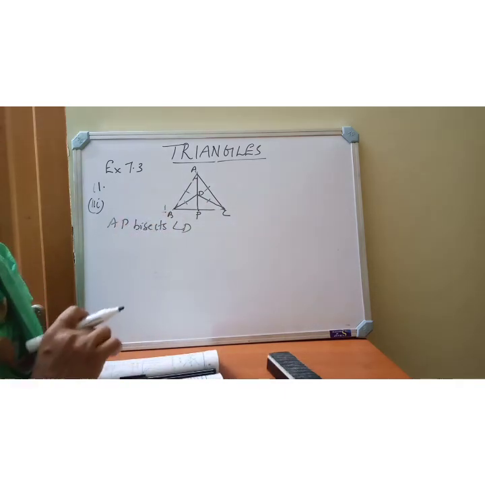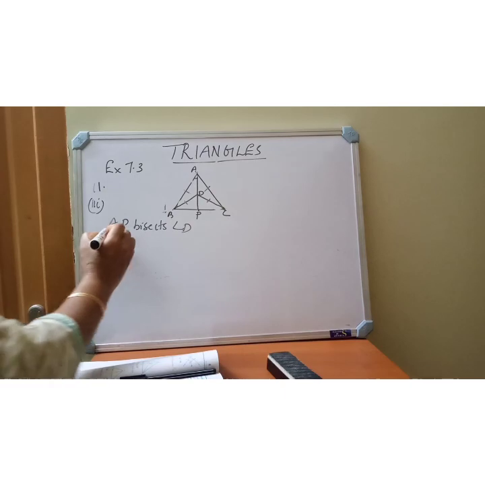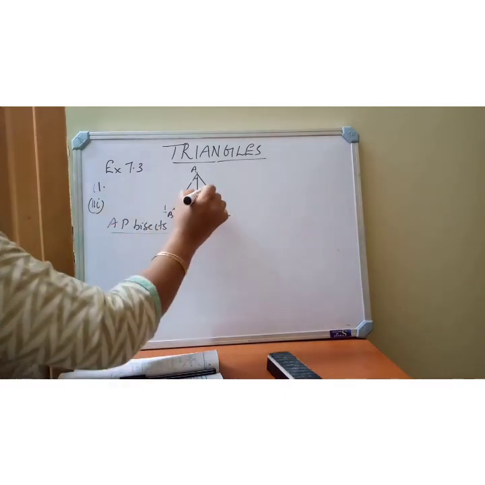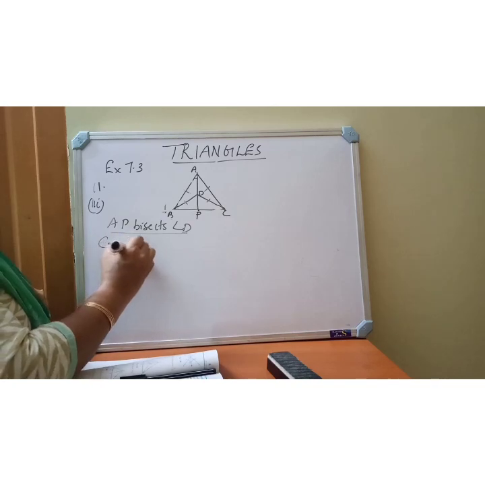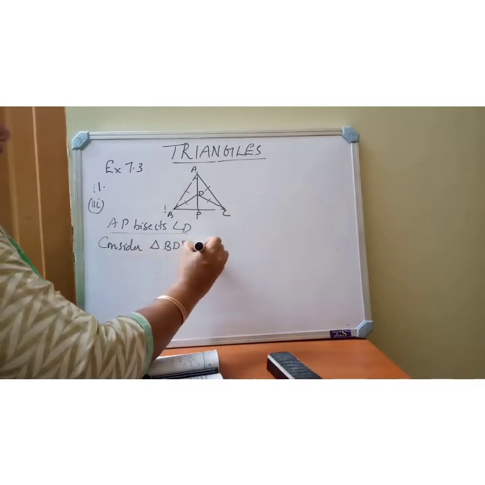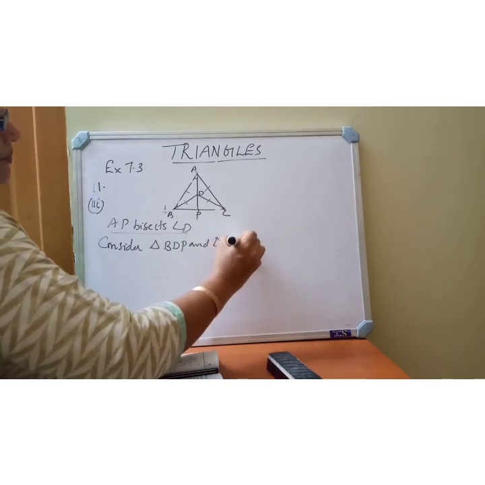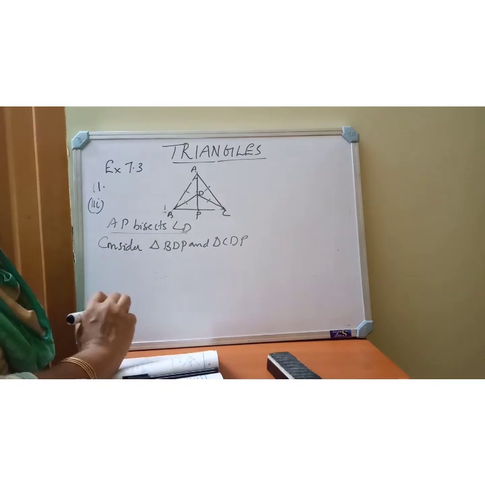Okay. For proving this, we have to write angle BDP is equal to angle CDP. For that, what are the two triangles we have to consider? For proving this result, we must consider triangle BDP and triangle CDP. So, we are considering triangle BDP as well as triangle CDP.